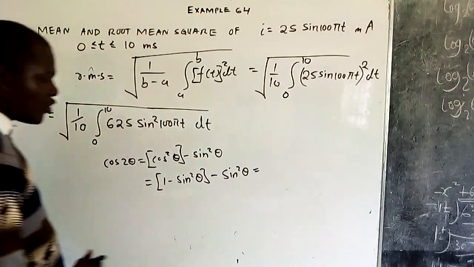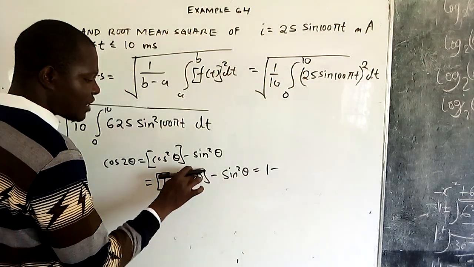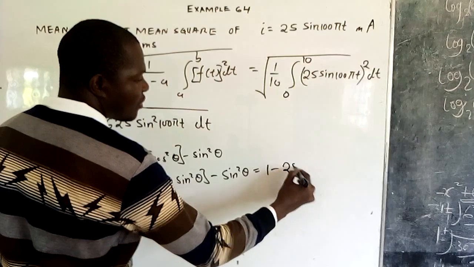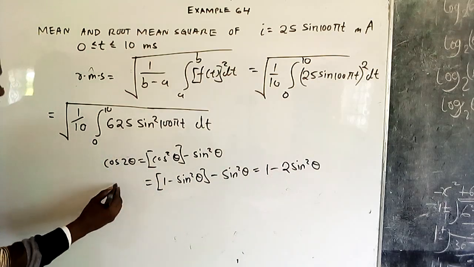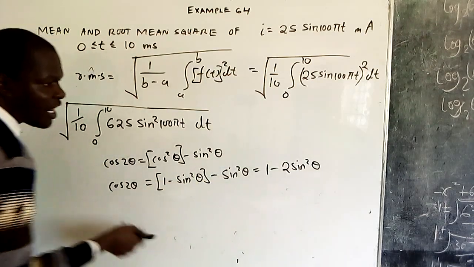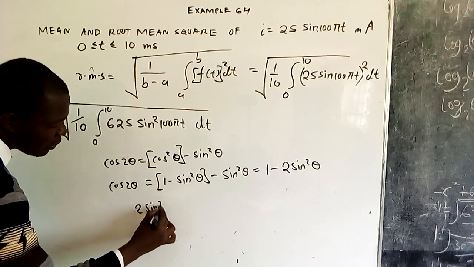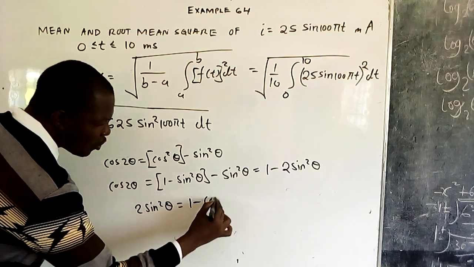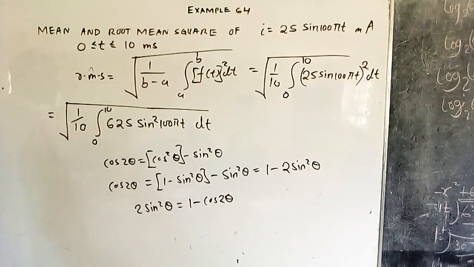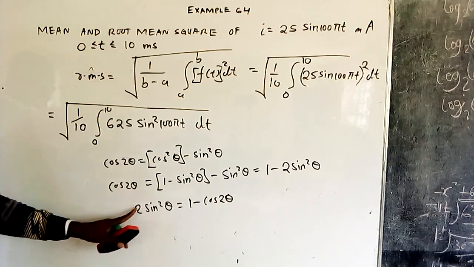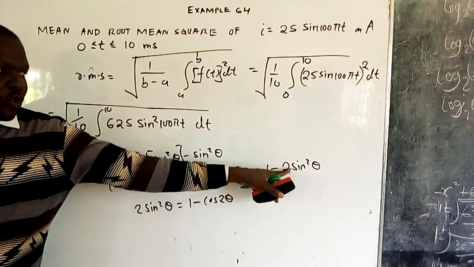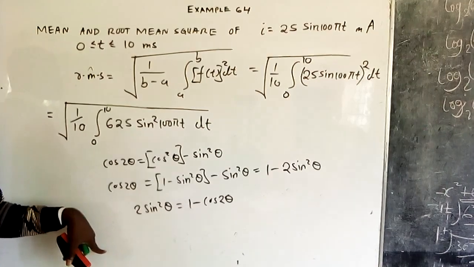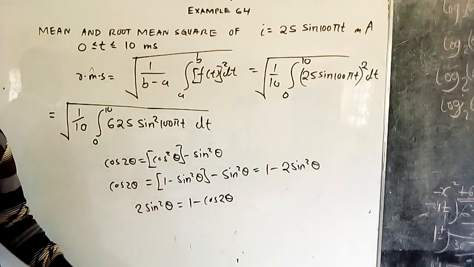So if you open this bracket, what do you have? 1 minus sine squared theta minus sine squared theta, you have negative 2 sine squared theta. On this side we have cos 2 theta. So if you bring it this side, 2 sine squared theta is equal to 1 minus cos 2 theta. Because cos 2 theta is 1 minus 2 sine squared theta. When you bring 2 sine squared theta to the other side it becomes positive, and cos 2 theta on the other side becomes negative.